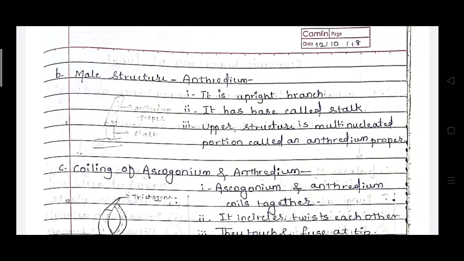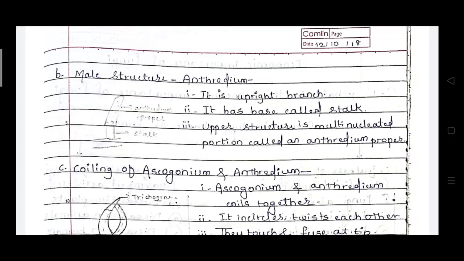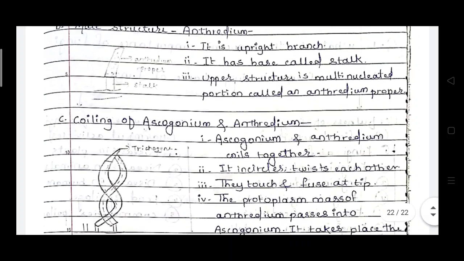The male structure, known as the antheridium, is an upright branch. It has a base called the stalk, and the upper structure is a multinucleated portion called the antheridium proper. So the male structure has only two parts: the base, which is the stalk, and the upper part, which is the antheridium proper, and that is multinucleated.